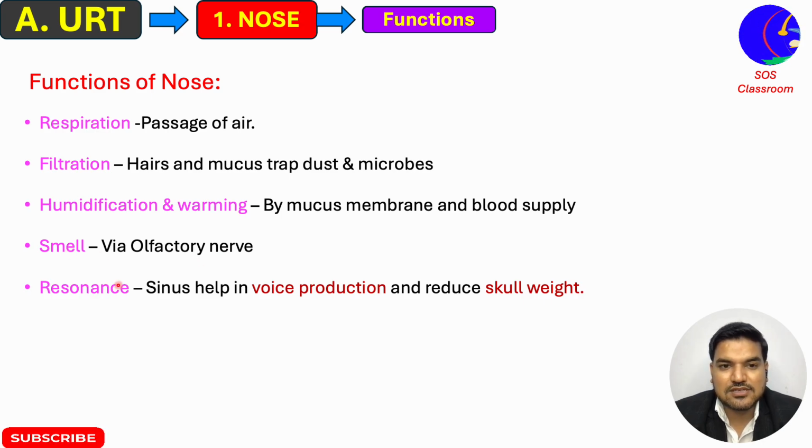Olfactory nerve is helpful for smelling. That is the first cranial nerve. Next is resonance. Resonance is done by the different types of sinuses present in the skull bones. Helpful for voice production. Give resonance to the sound. Reduce the skull weight and clean the air during breathing.